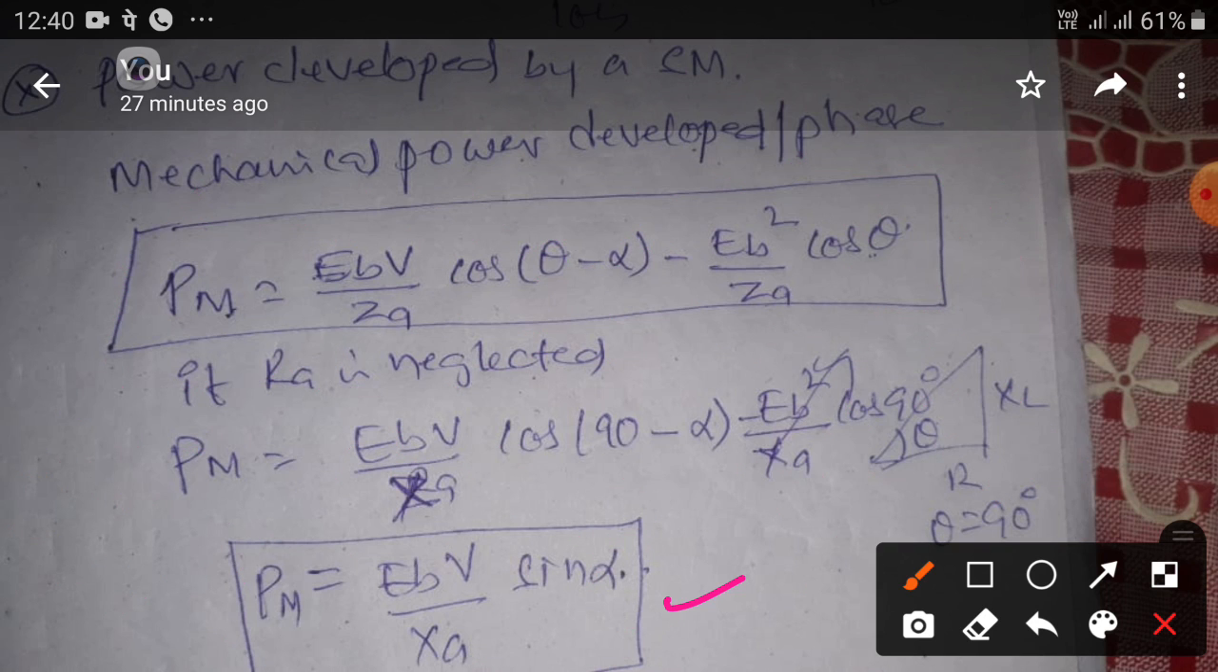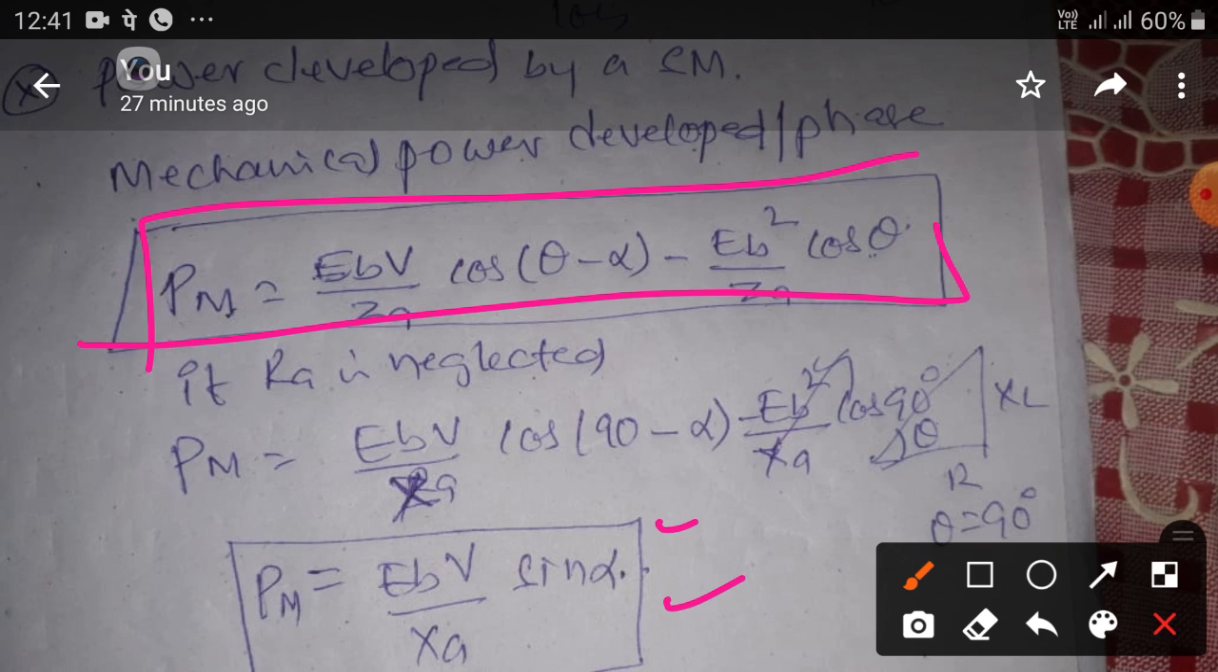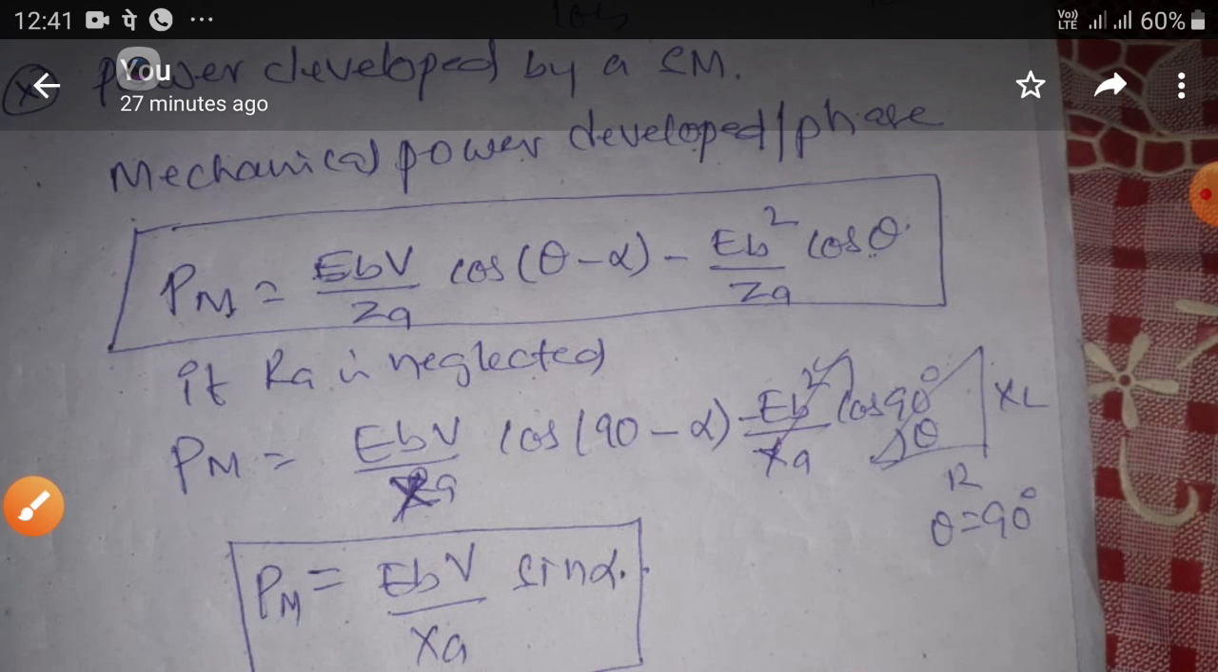Okay, so you have to remember this formula. If resistance is neglected, we are going to write this one: the mechanical power developed in the rotor is equal to the product of back EMF and terminal voltage divided by Xs, into sin alpha. If resistance is not neglected, then we are going to use this formula. This also we discussed in the last class.